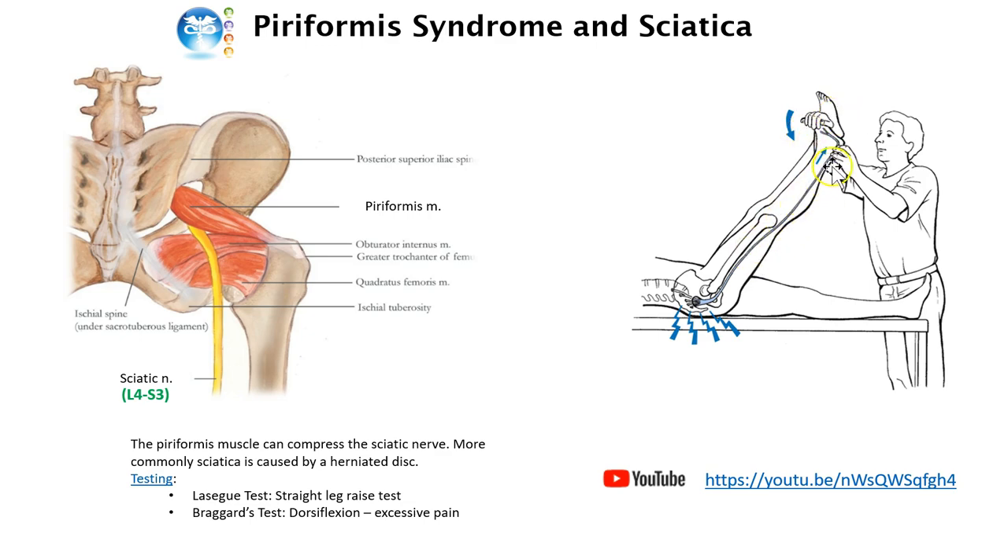Again, if the same symptom is produced with ankle dorsiflexion, either here or in this region, that's a positive test suggesting that there is impingement somewhere along the course of the sciatic nerve, most often again in the lumbosacral spine.